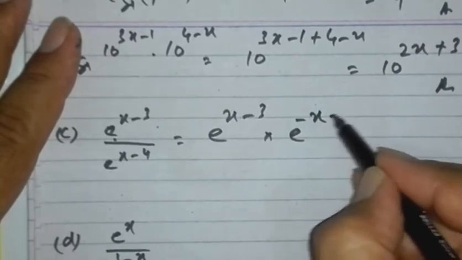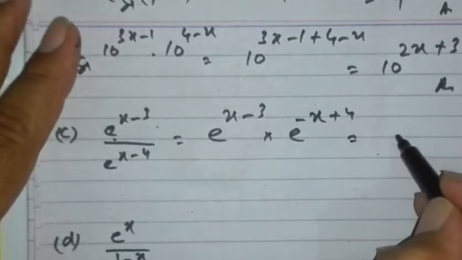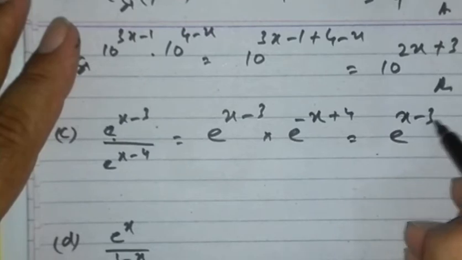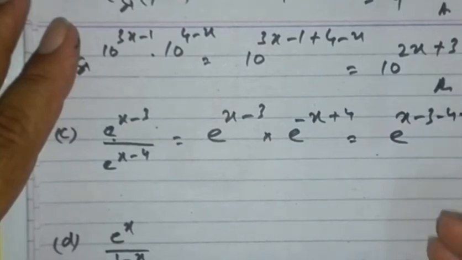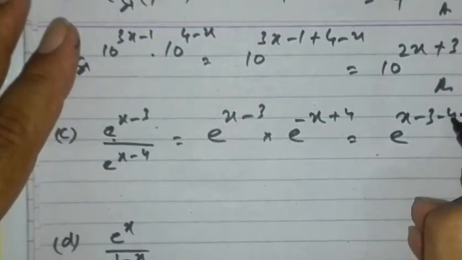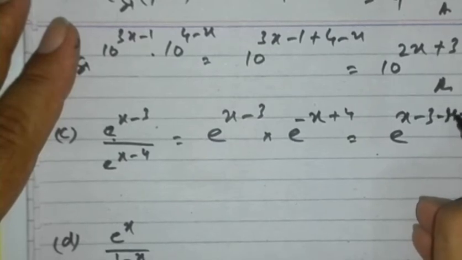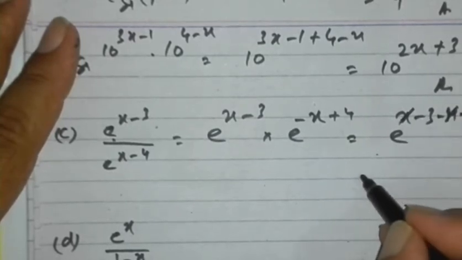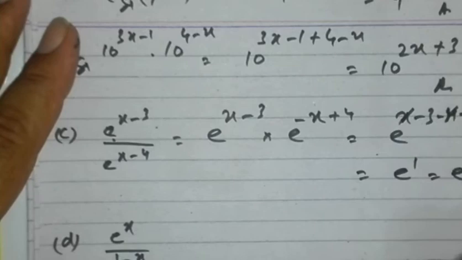Part C, look, e power x minus 3 into e power, change its exponent, it will become minus x plus 4. Now the bases are the same, so add the exponents, x minus 3 minus x plus 4. This x cancels with this x, so we get e power 1, which equals e.